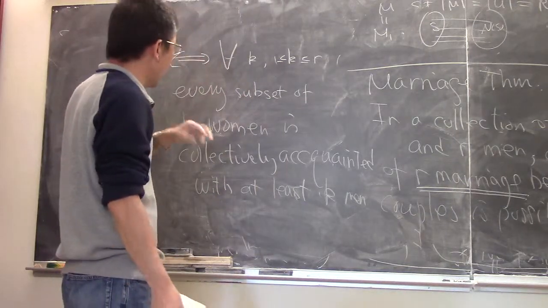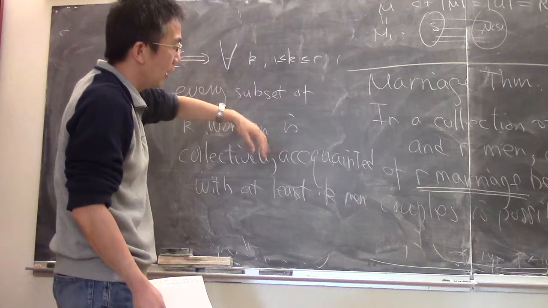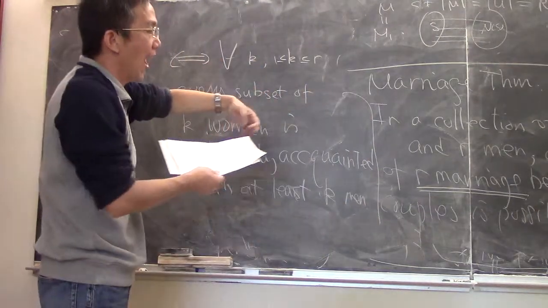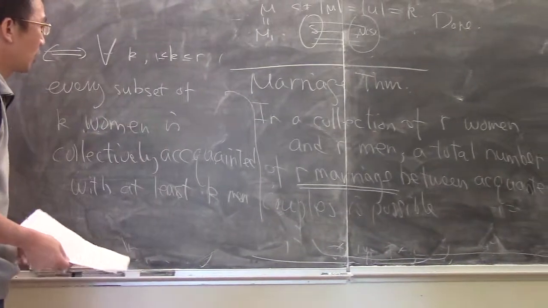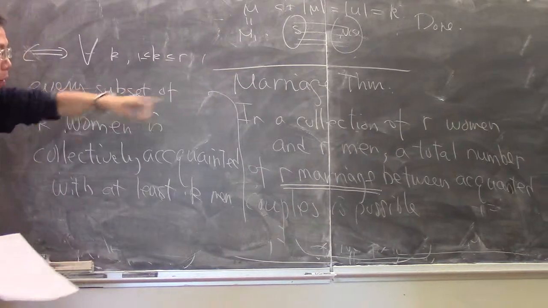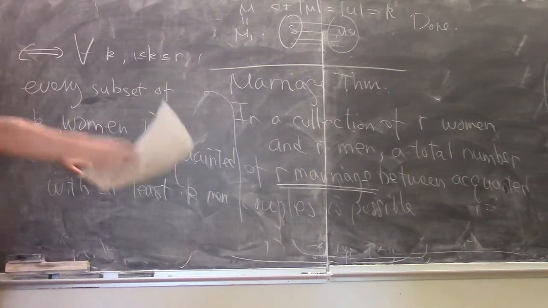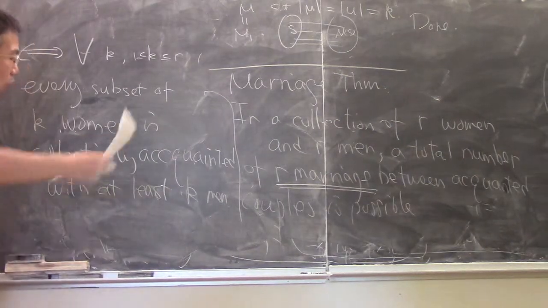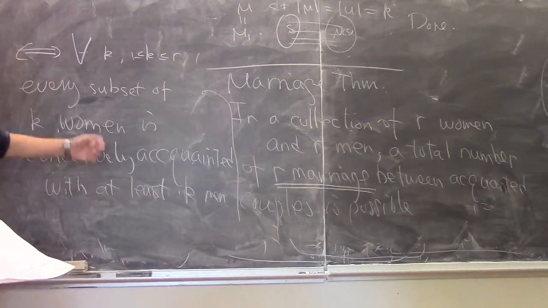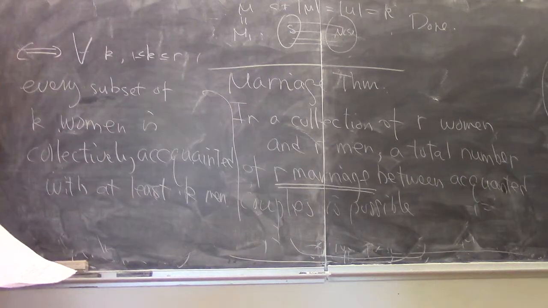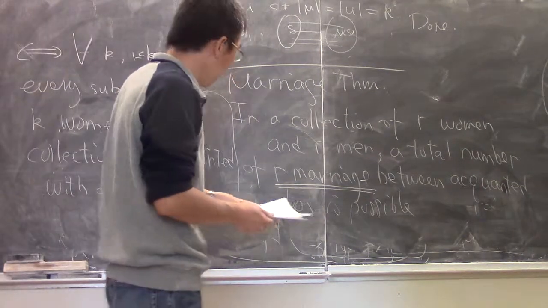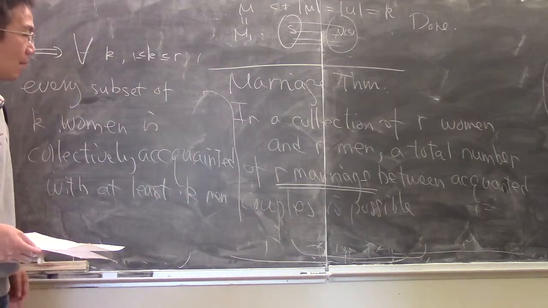So in other words, if you use a graph language, if a man knows a woman, then you have an edge joining them, right? So basically it means for any subset S from the women, the total number of men they know should be at least k, right? Should be larger than or equal to the original number, right? So that's what we call the marriage theorem. Let me just quickly stop here.